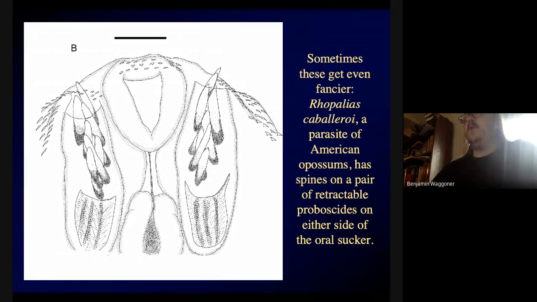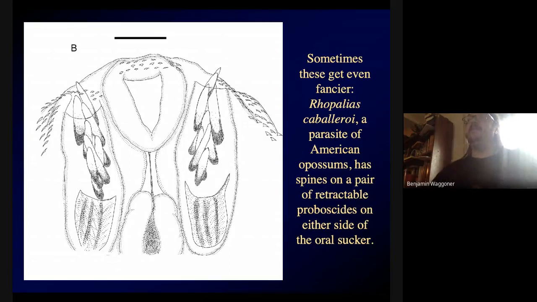On either side of the oral sucker, the thing has a pair of retractable probosces, or proboscides, I guess is the right plural. They can be retracted, that's shown here, or they can be extended. This pair of floppy extensions can be squeezed out and latch on to the gut or the liver or wherever this is. They can latch on and help the fluke hold on. So you can have some fairly sophisticated attachment organs if it's adaptive.